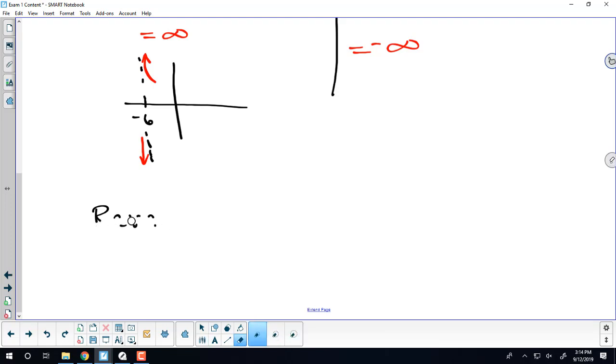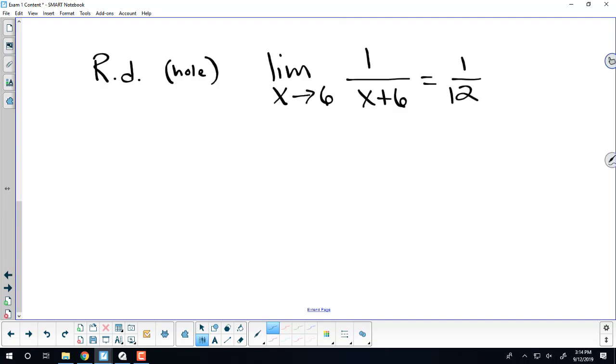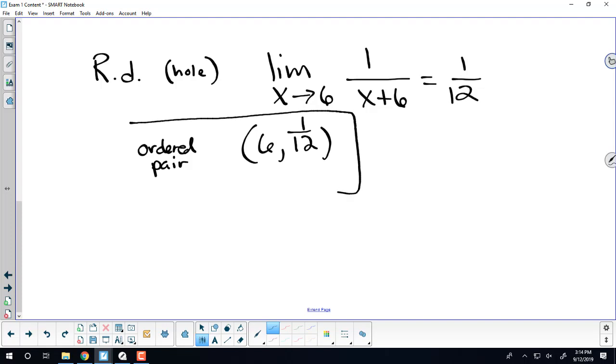Our removable discontinuity, I'm just going to abbreviate that, pretty long word. Our hole, we're just going to compute the limit. We already said that there was a hole at x equals 6, so you just compute the limit as x approaches 6 on the function itself. So the hole is at 6, 1/12. Why 12? It'd be 1/12, right. So that's how we would identify the ordered pair for the removable discontinuity.